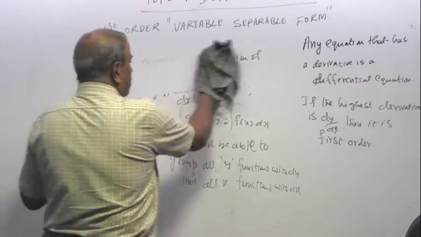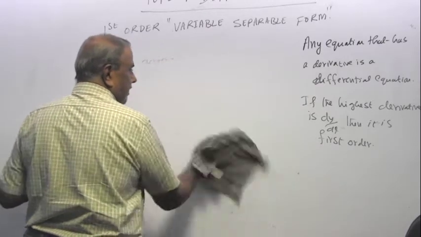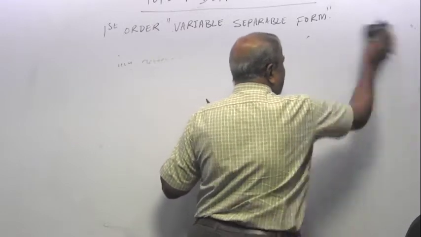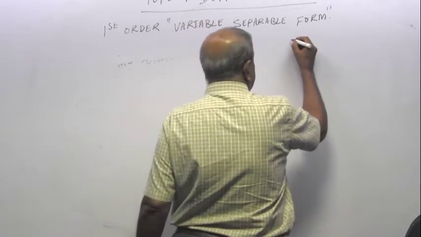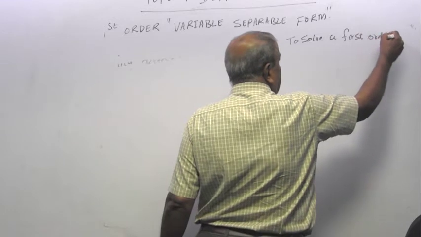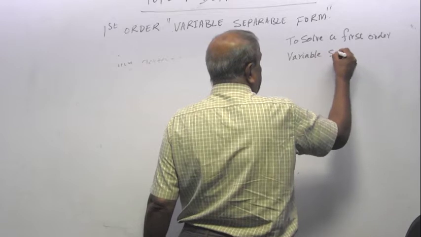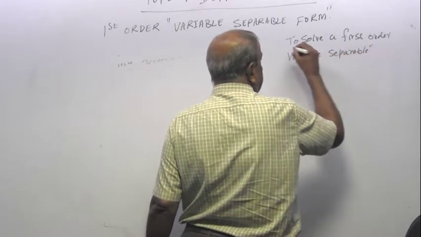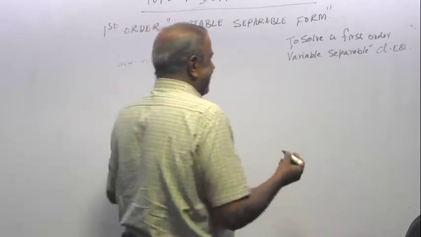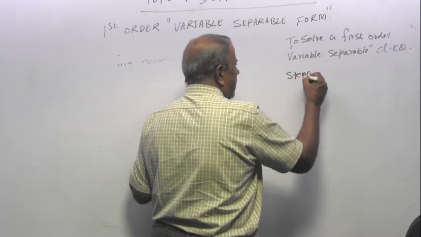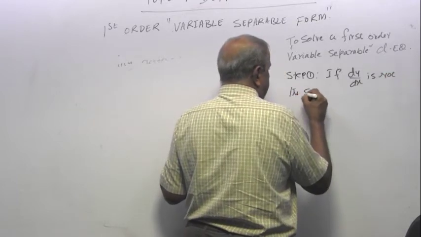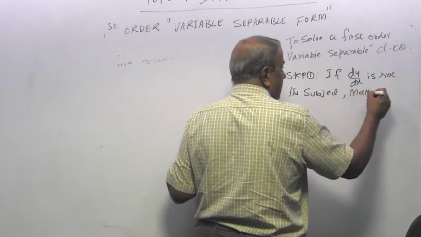So, how do we go about doing that is very simple. I'll give you the steps here. This will be the handout anyway. To solve a first order variable separable differential equation, the word itself says you can separate the variables. I don't want to write differential equations, I'll just put DEQ. If you don't understand it, figure it out. So step one will be, if dy by dx is not the subject, make dy by dx the subject.